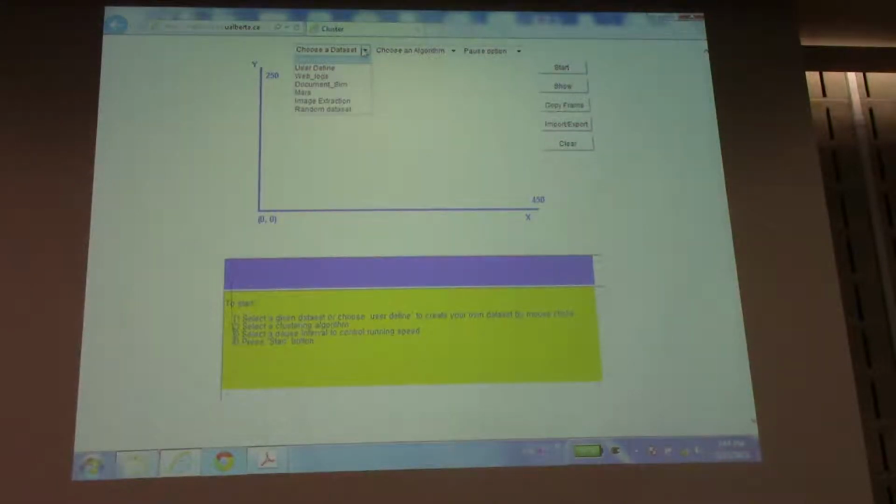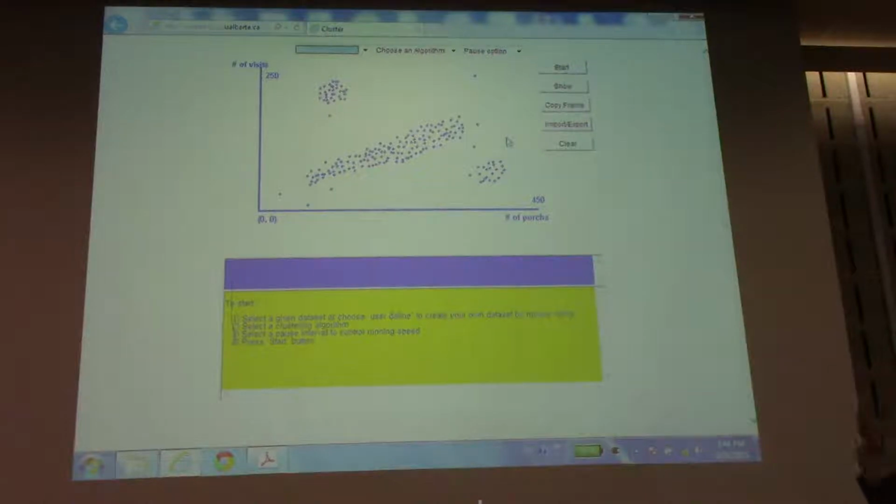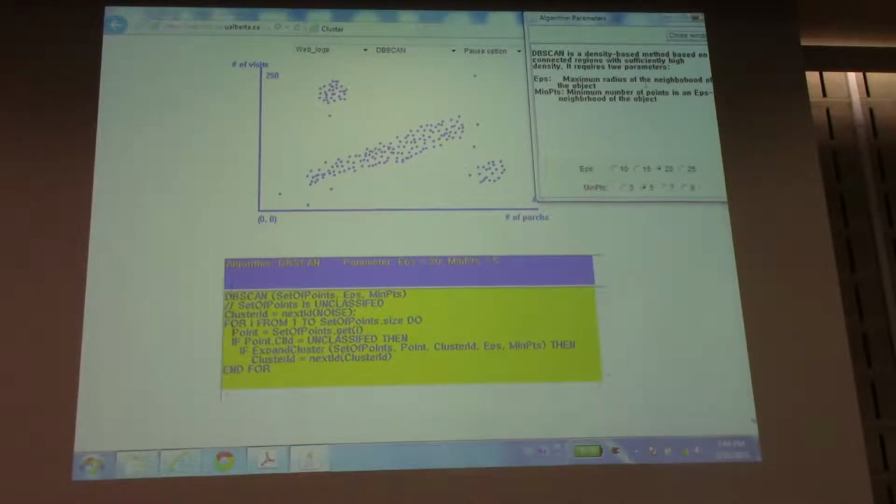So let me select the data. Obviously there are 3 clusters, so we can use DBSCAN. The EPS is 10, the size of 10. Number of points is 5.